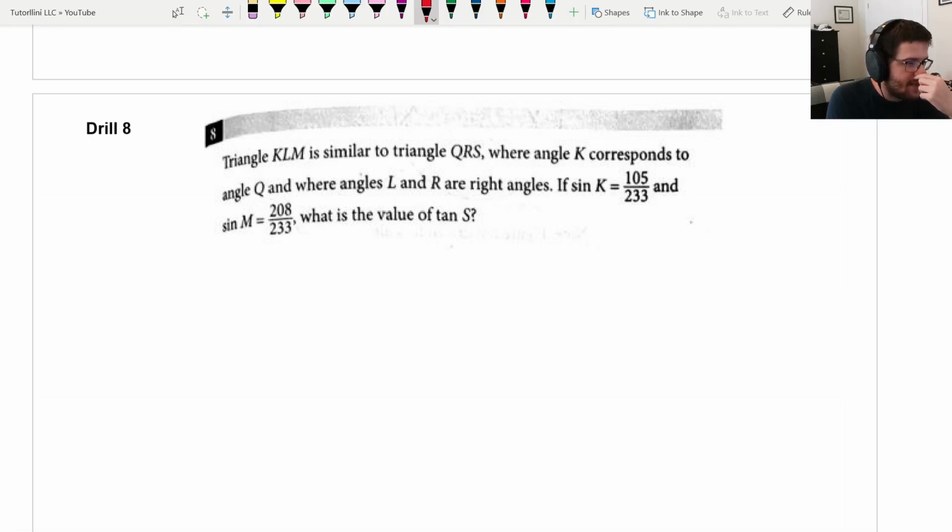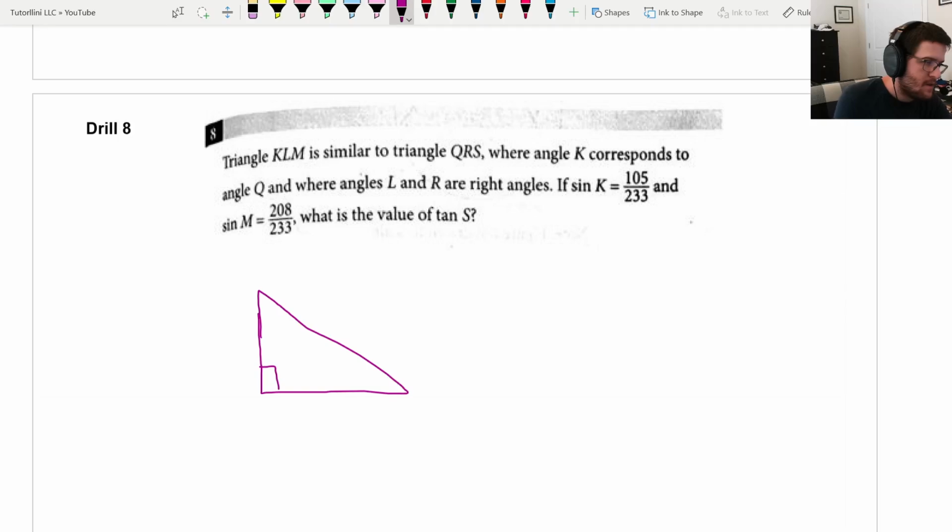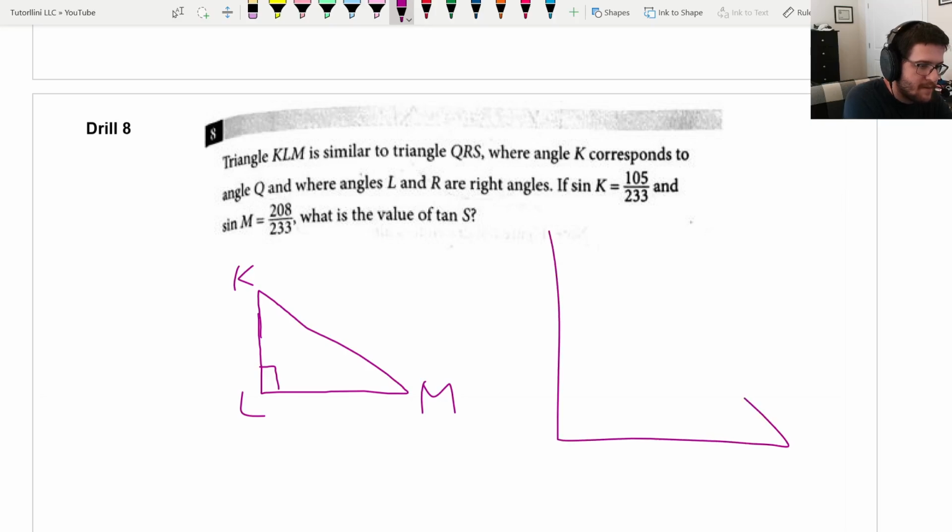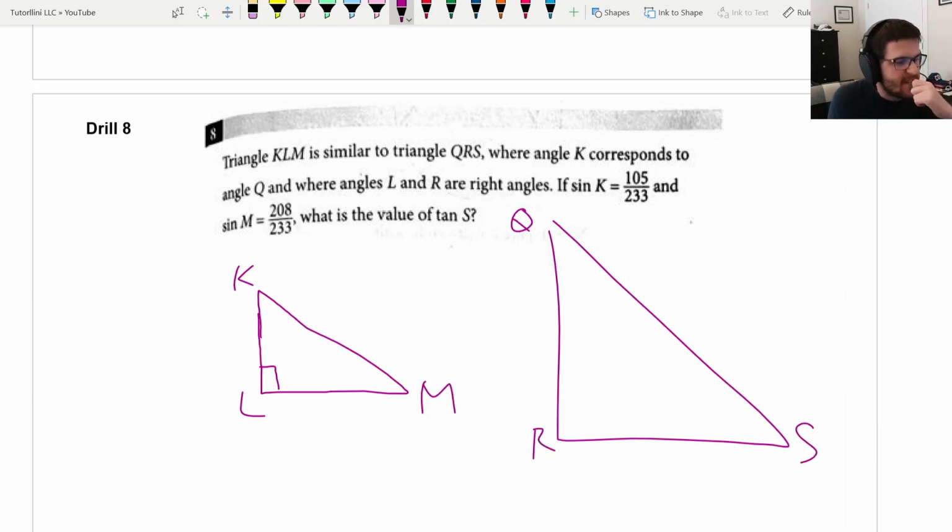Okay, if sine K equals 105 over 233 and sine M equals 208 over 233, what is the value of tan S? Okay, so KLM, L and R are right angles. I don't even know which one's bigger or not. So why don't I do KLM, then I'll make a bigger one, QRS. They're telling us about K.